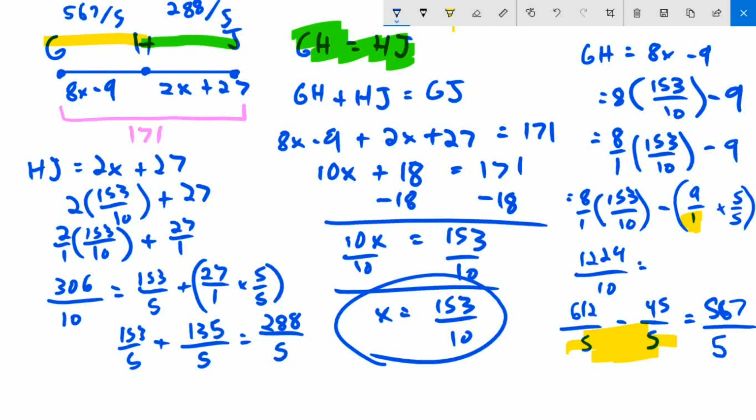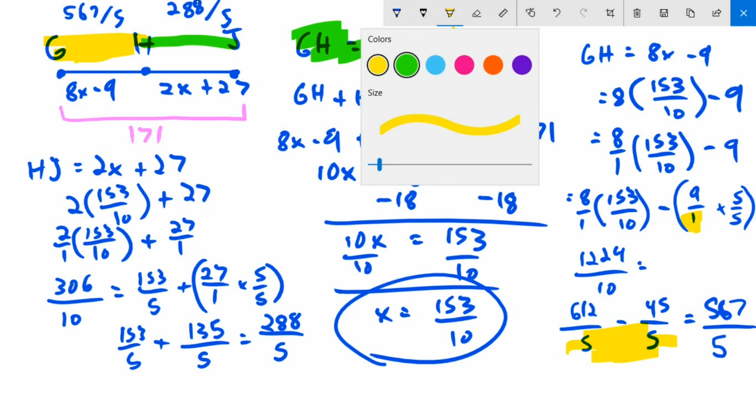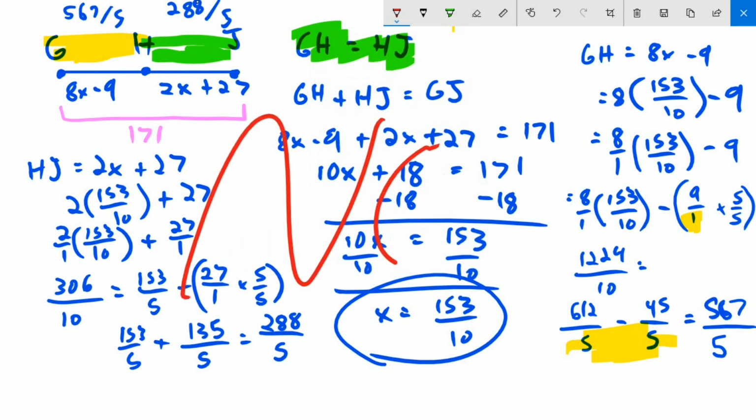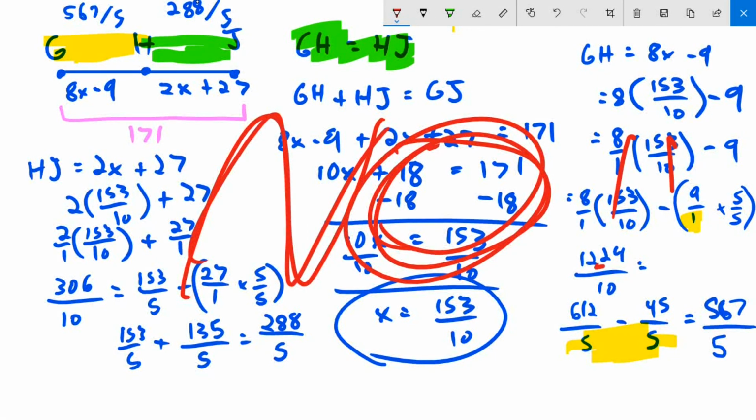Now, we are almost done here. Holy guacamole, this one's taking a long time. So, what we wanted to know originally is, is H the midpoint? If it is, then GH needs to equal HJ. What's GH? 567 over 5. What's HJ? 288 over 5. Does 567 equal 288, y'all? No! So that means H is not the midpoint. So in the answer, yes or no, is it the midpoint? No! And there you have it.